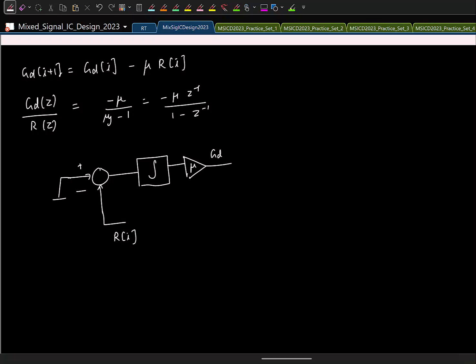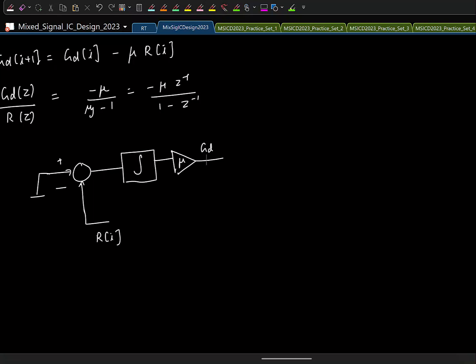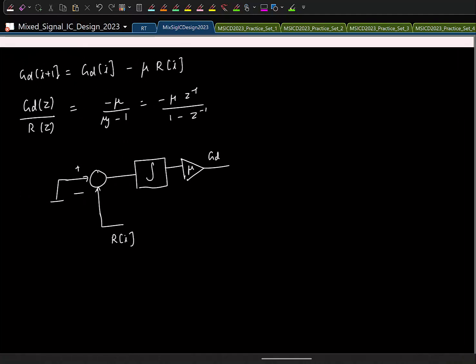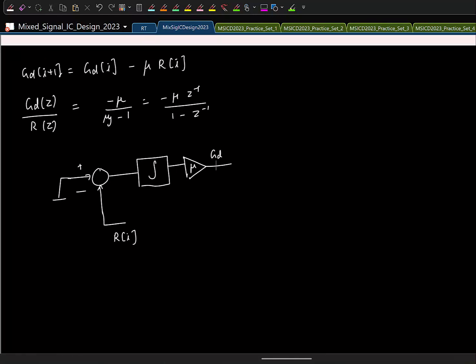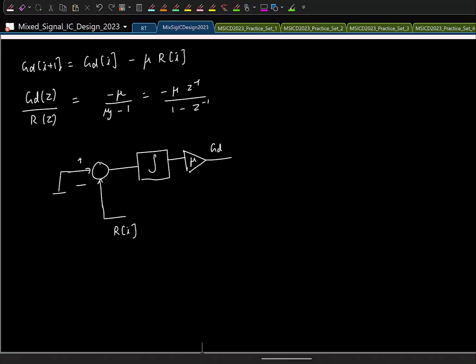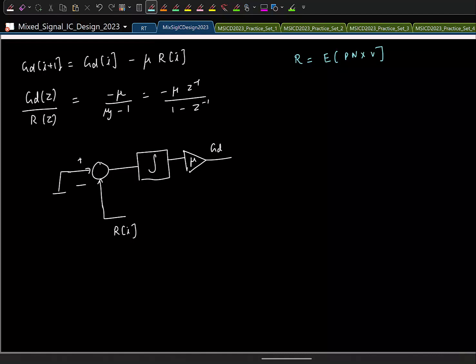Now once I have the digital gain, what do I do? I need to close this loop, right? We can use it as a calculator, a new GD. And what do we do next? Then again calculate this R of I. To find R of I, what do I need first? R is basically the expected value of the PN and the output. So I know the PN sequence. So what do I need to find here?